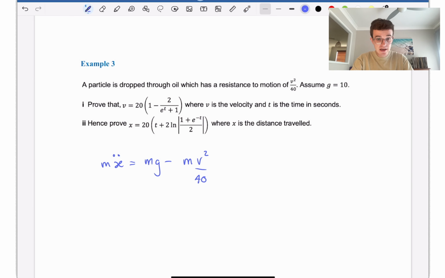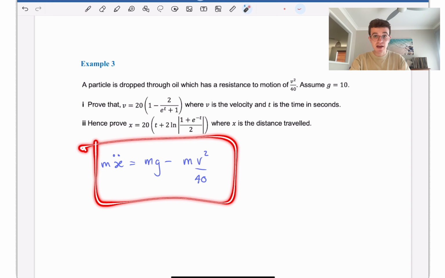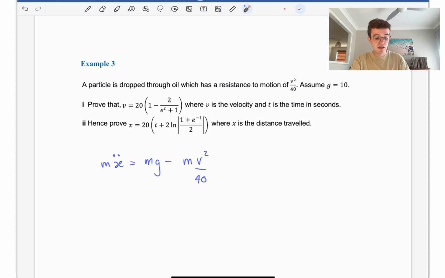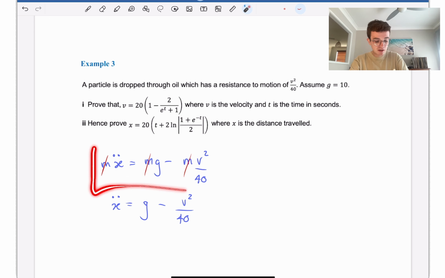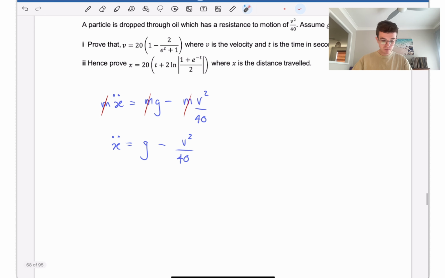But in the HSC, often they won't get you to prove the equations. They will give you this equation, and that's going to get rid of any inconsistencies in that. Now, because we've done that, we can cancel the m's, and we can say x double dot is equal to g minus v squared on 40. The HSC, and I'm going to make a couple of videos on HSC questions, will start here. They will tell you this equation, and that's going to get rid of any ambiguities in this whole m thing here.